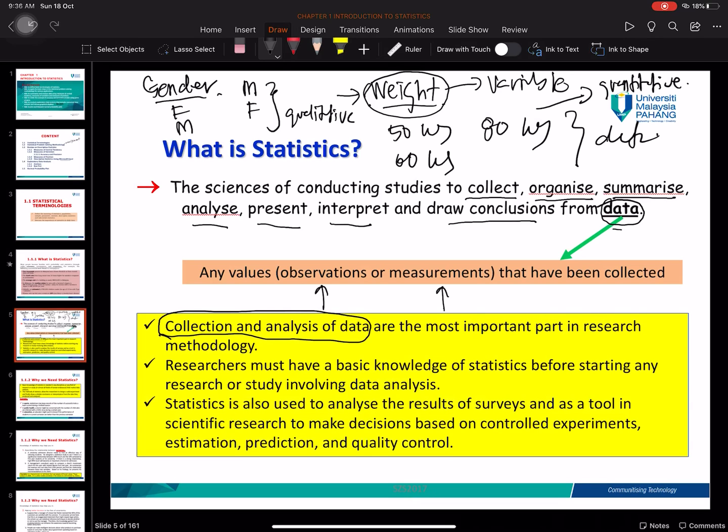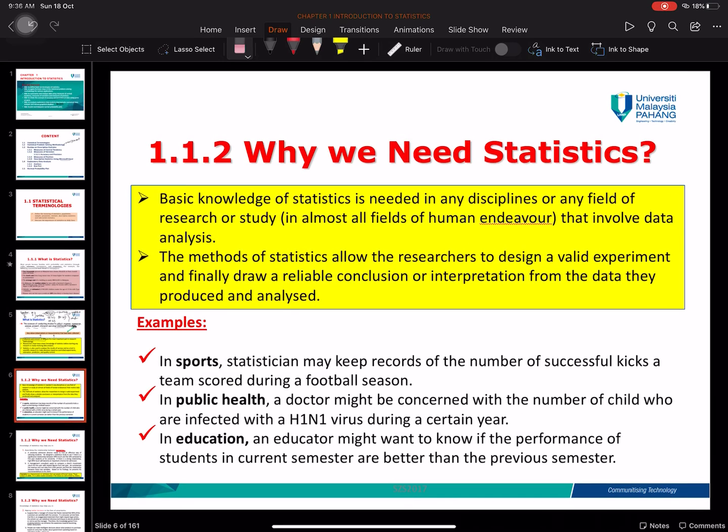Researcher must have a basic knowledge of statistics before starting any research or study involving data analysis. Statistic is also used to analyze the result of a survey and as a tool in scientific research to make decision based on control, experiment, estimation, prediction, and quality control. So the next one, why we need statistics. Basic knowledge of statistics is needed in any discipline or any field of research or study.